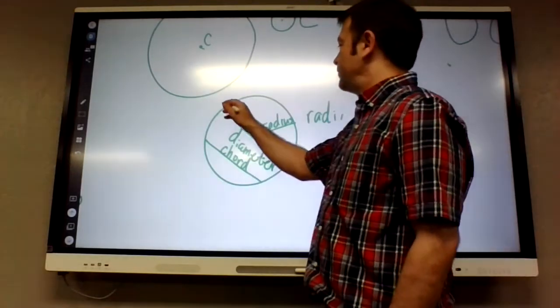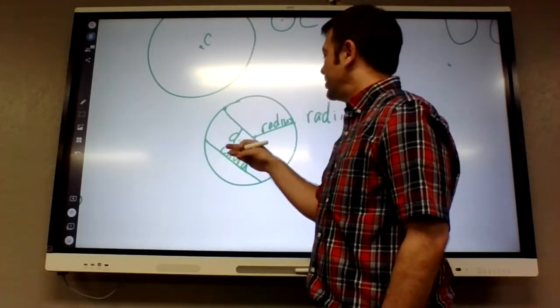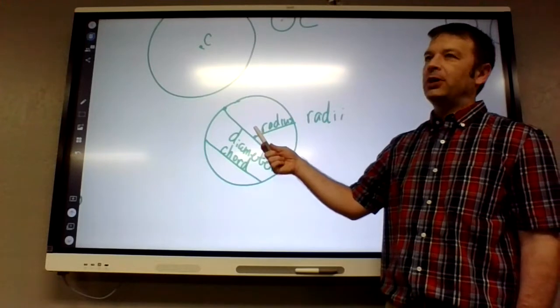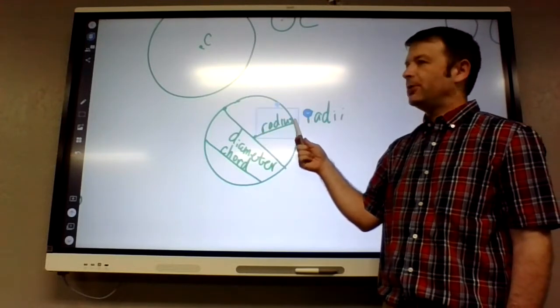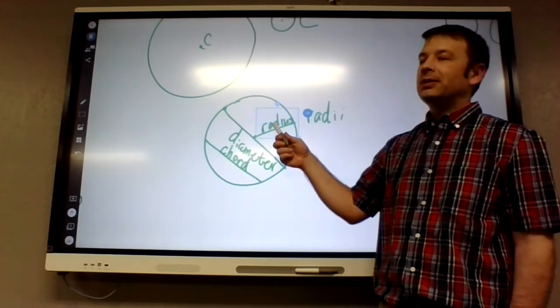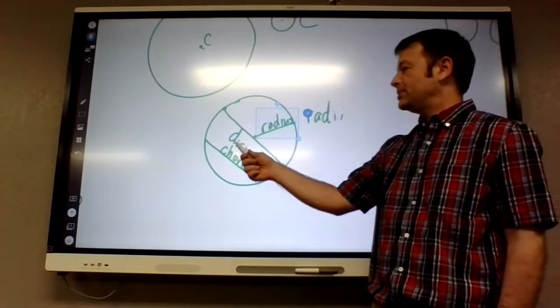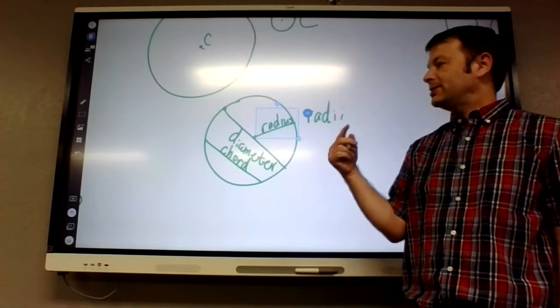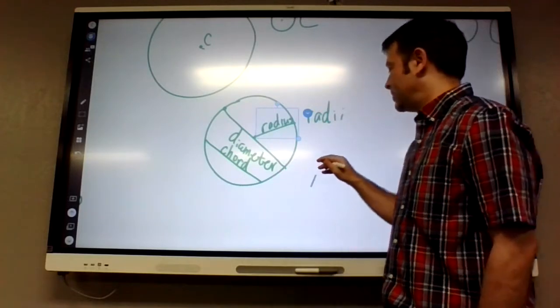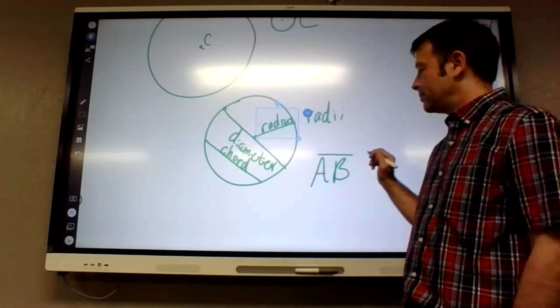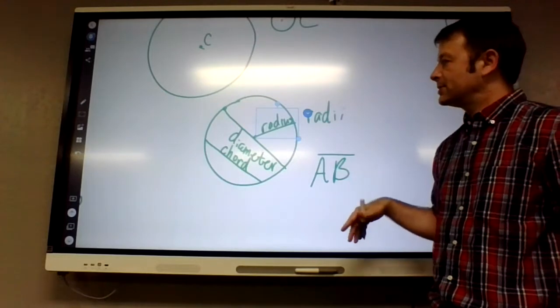By the way, a radius is a what in geometry? This from here to here would be a what? A line segment. So if they say name the radius, name the diameter, name the chord, you would say something like segment AB. These are all line segments.